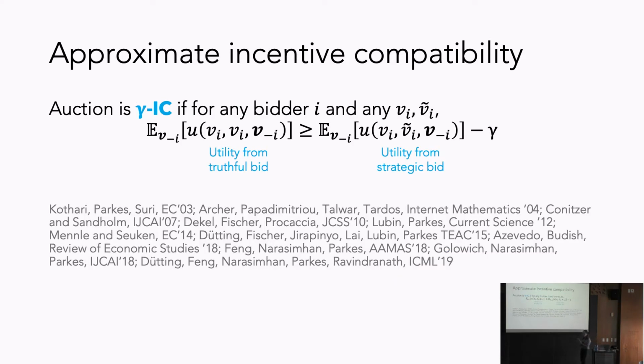Okay, so now we can really easily define what approximate incentive compatibility is. So an auction is gamma incentive compatible if for each bidder i, any true value vi they might have, any reported value vi tilde they might report, their expected utility from that truthful bid is at least the expected utility from their strategic bid minus gamma. And again, this flavor of approximate incentive compatibility has been studied pretty extensively in the past.